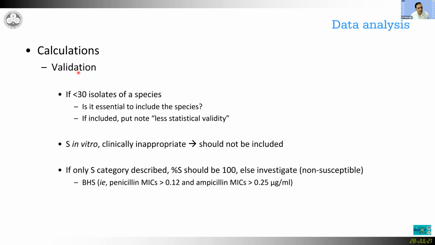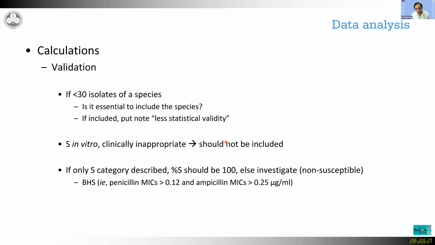Next is validation. If fewer than 30 isolates of a species are there, think: is it essential to include the species? If included, either give the absolute number without a percentage or put a note that there is less statistical validity. Sensitive in vitro but clinically inappropriate should not be included. For example, Salmonella typhi and aminoglycosides, they have no clinical role.